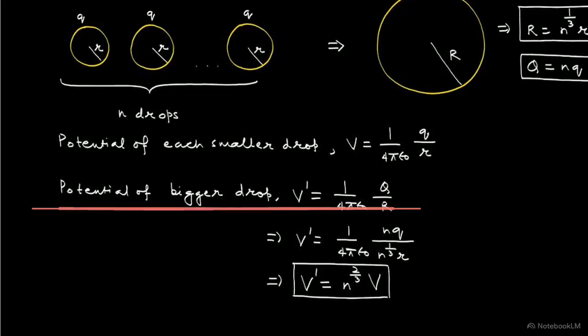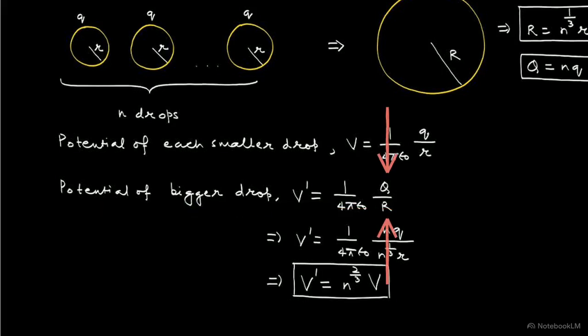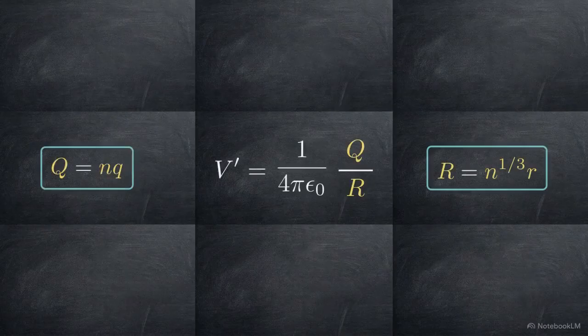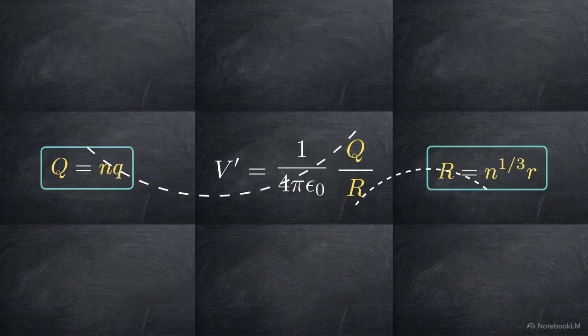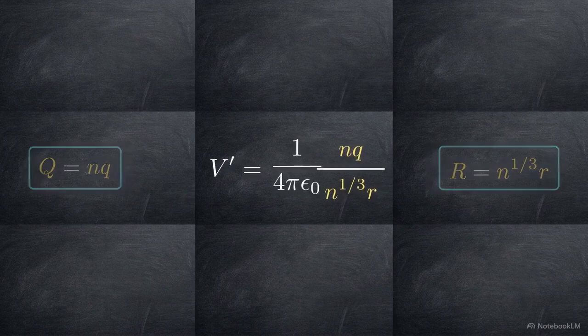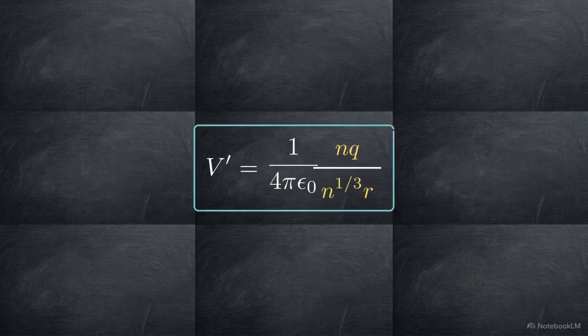Now we establish the target equation for the new, larger drop's potential, calling it V prime. It uses the exact same framework as our small drops, but with our new capital Q and capital R. Pause the video here. Take the two boxed equations for Q and R and attempt to plug them into this V prime equation yourself. Successfully solving the problem from this point requires merging both the volume conservation rule and the charge conservation rule into a single electrical framework.